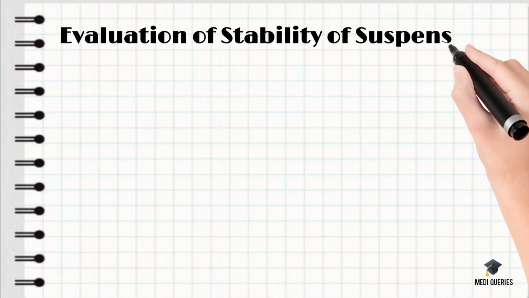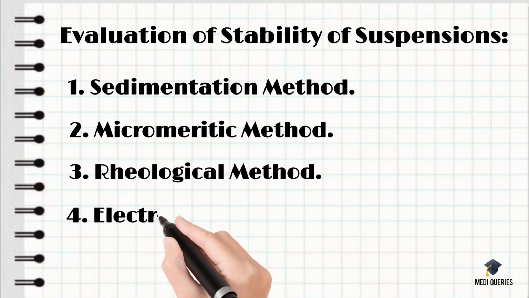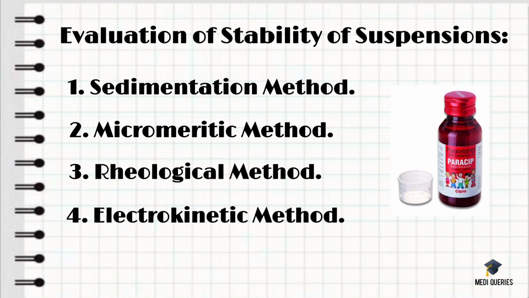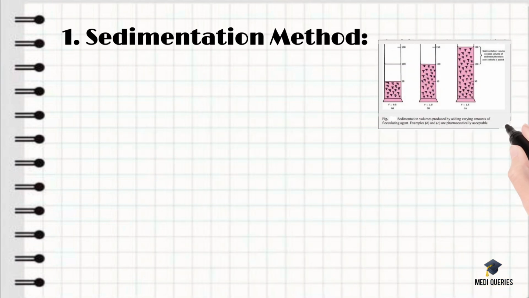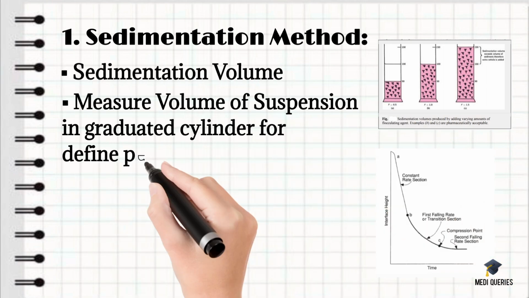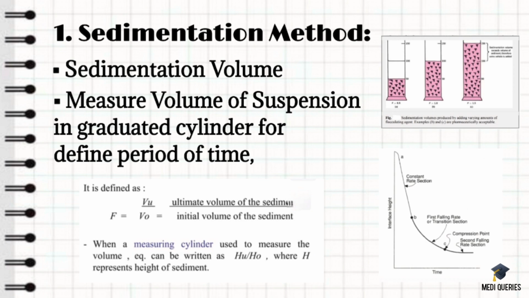So let us see the evaluation of the stability of the suspensions. There are many methods commonly used for evaluating the physical stability of suspensions here. What are they? Sedimentation method, micrometric method, rheological methods and electrokinetic methods. We will see them one by one clearly. First, start with the sedimentation method. The measurement of the sedimentation volume is the most important parameter in the evaluation of the stability of suspensions here. It is determined by keeping a measured volume of the suspension in a graduated cylinder in an undisturbed position for a defined period of time and noting the ultimate height of the sediment and the initial height of the total suspension here. So the sedimentation volume F is the ratio of the ultimate height HU by HO.